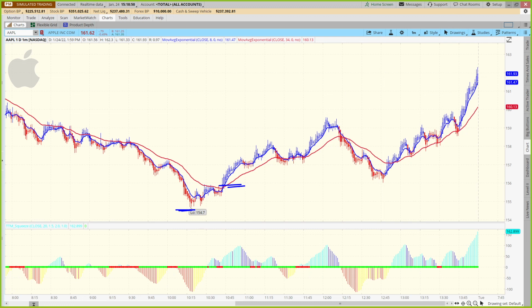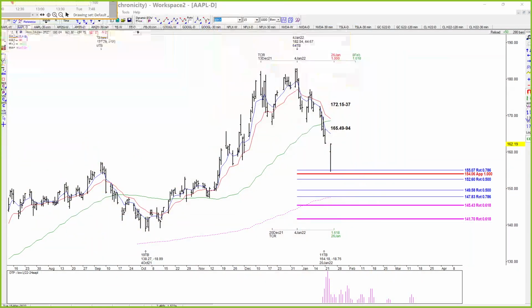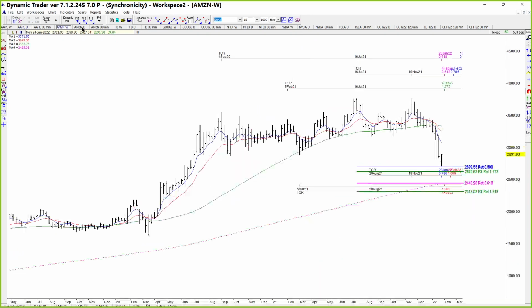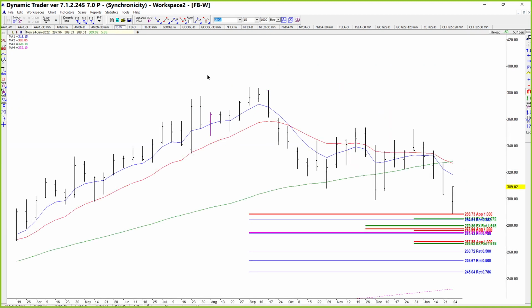Okay, so that's one of the setups that we had this morning. Okay, what else? So let's see about what will be a good example. Amazon was a little bit too far away. Okay, so what about Facebook?